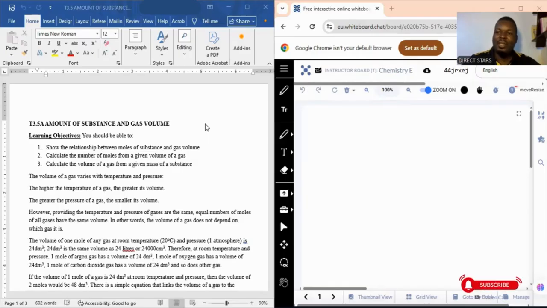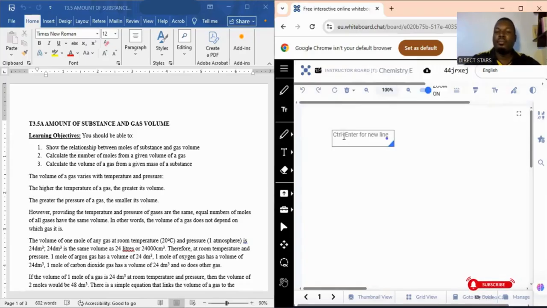Before we proceed, there are two important parameters that must be held constant for us to have this perfect relationship. The first is temperature. Why temperature? The reason is when there is a rise in temperature, there is always a positive effect on the volume of a gas. So an increase in temperature results in an increase in the volume of a gas.